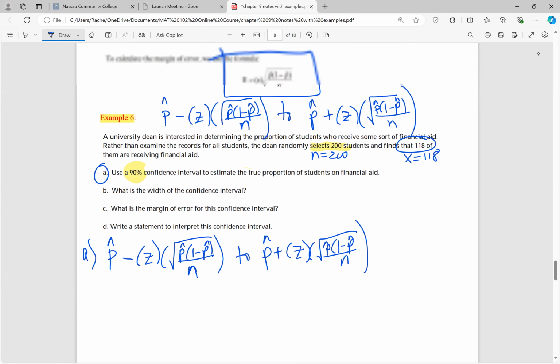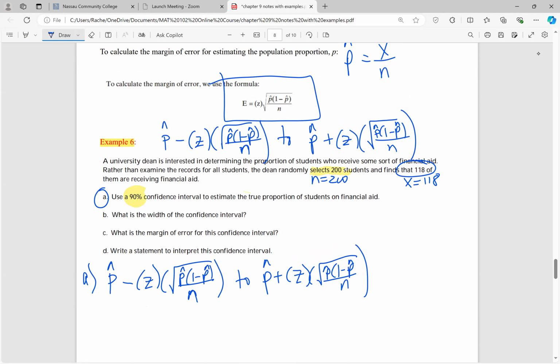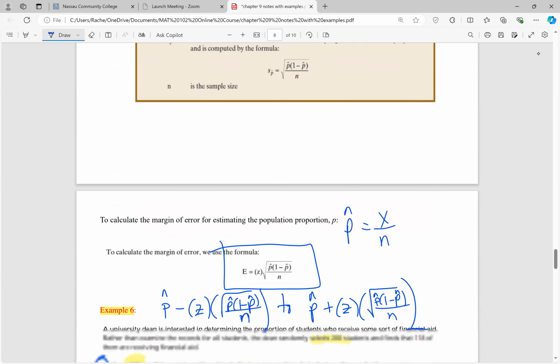Although p hat wasn't given to us directly, we can calculate it, right? Because p hat, remember, is equal to X over n. We learned that in chapter 8. So p hat in this case is going to be X, which is 118, over n, which is 200. So what is that proportion of students from the sample that get financial aid? What's 118 over 200? It's 0.59. So that's p hat, n is 200, and my z-score for a 90% confidence interval is 1.65.